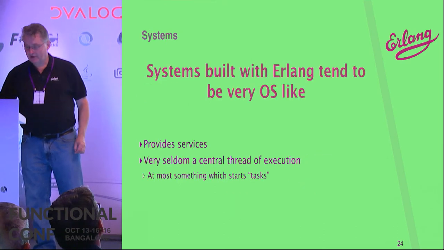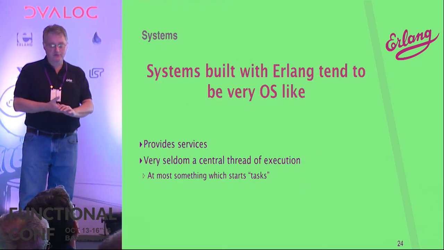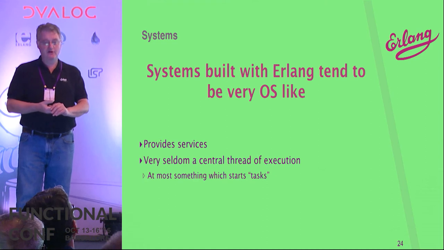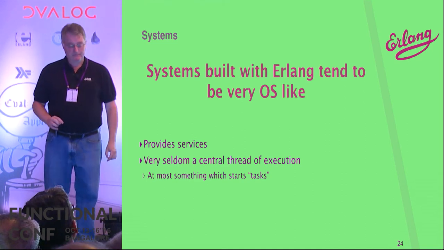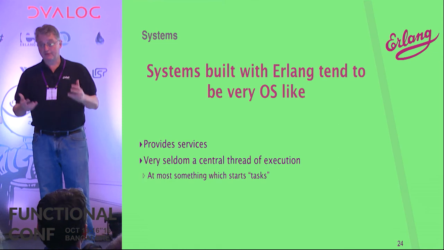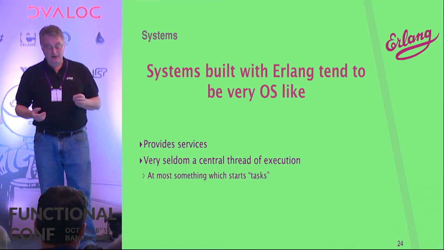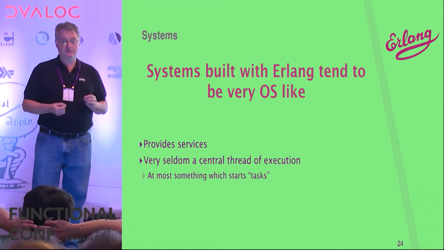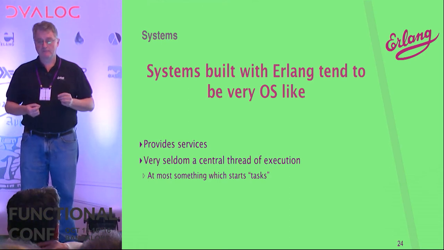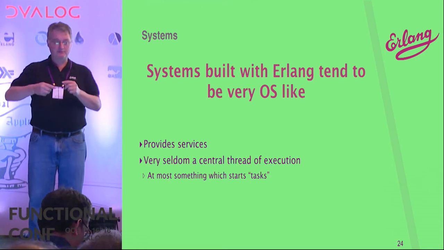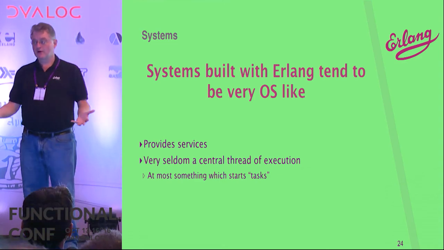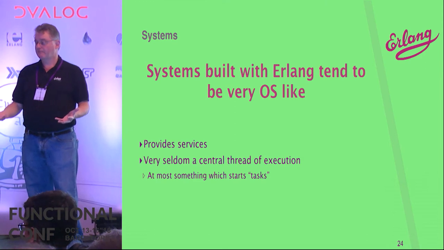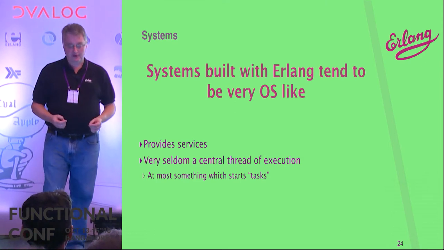I can just point here, the type of system you build with Erlang, they tend to be very operating system-like. So you will have a large number of processes coexisting, working together, providing a set of services, then you have things using the services. And there is very seldom a central thread of execution. It's not like you're running one thread of execution, maybe starting a few things in parallel. You've got all these processes running concurrently, doing stuff together, working together. That's very much how the system looks like.